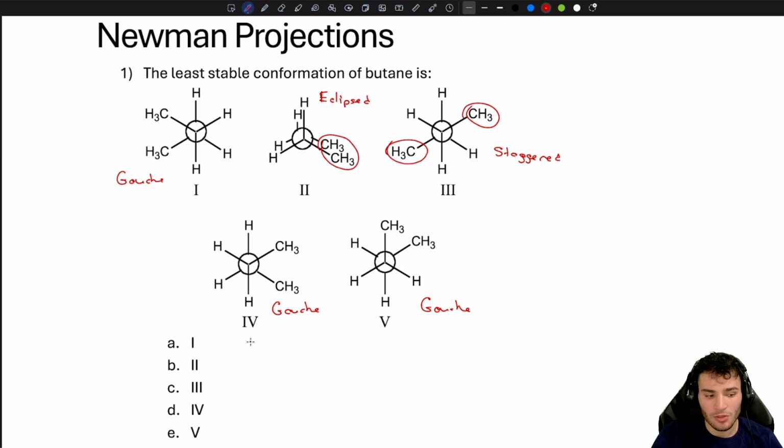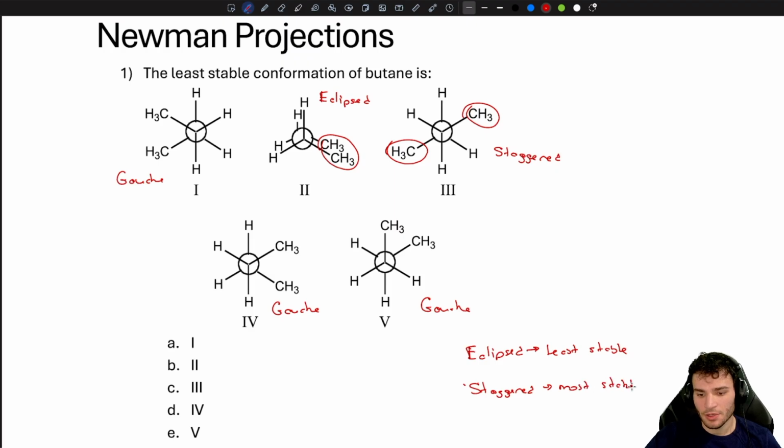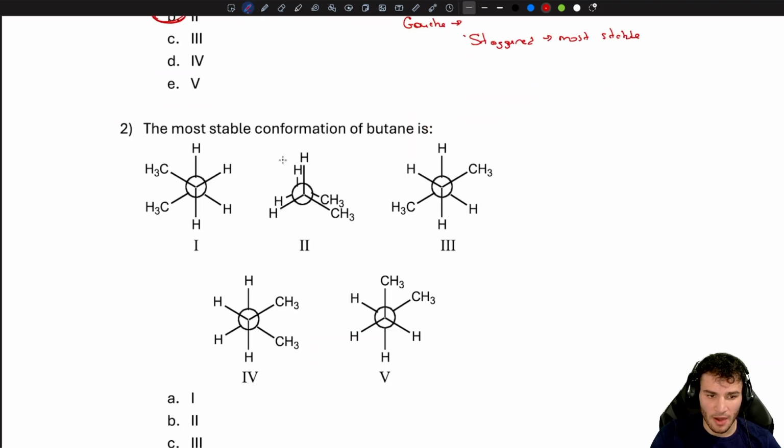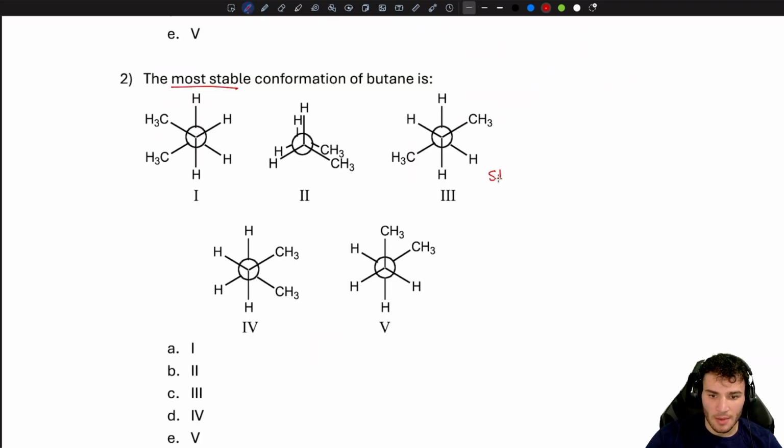And so now that we have all of these labeled, notice that eclipsed is going to be your least stable. And then your staggered is going to be your most stable. And then gauche is going to be somewhere in the middle, right, between that. We actually can't compare all of these gauches. We're going to consider them as being equal to each other. But the least stable conformation out of all of these is going to be our eclipsed. And then the next question, we're actually comparing the most stable, right? So option 3 is our staggered. And so option 3 is going to be your most stable conformation.